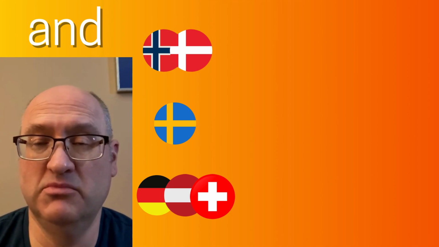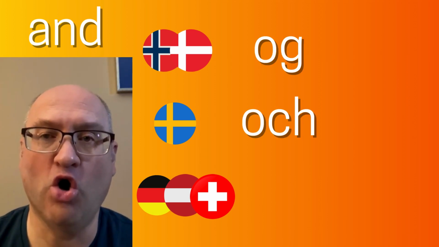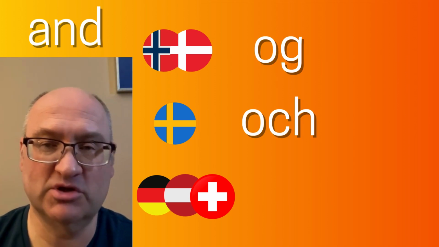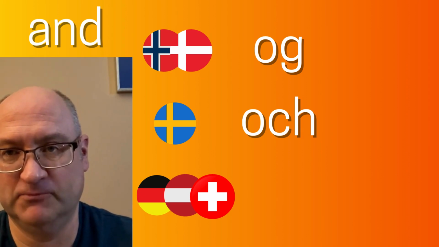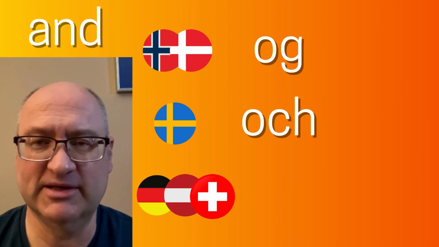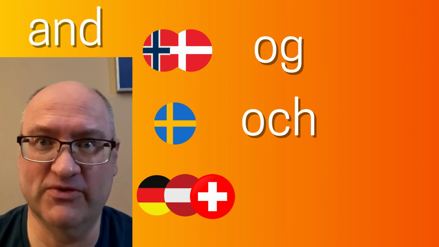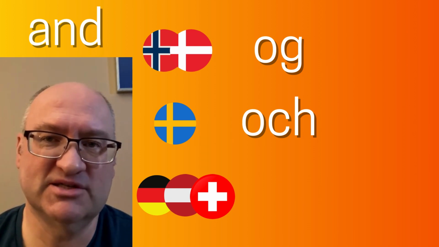How about a simple word like and? So the English word and in Scandinavian would be either og or ok, depending on which language. So in Norwegian and in Danish, it's spelled og, but it's pronounced more or less like an O. The G is kind of silent, I would think. And in Swedish, it's ok.